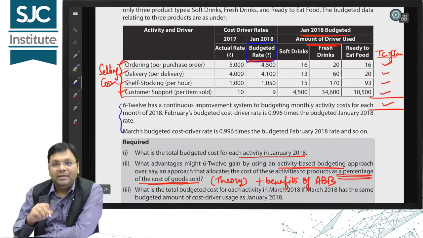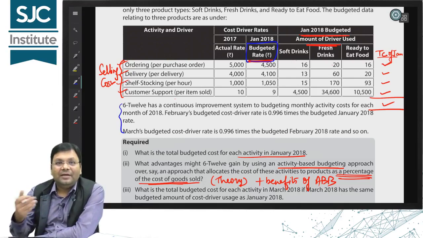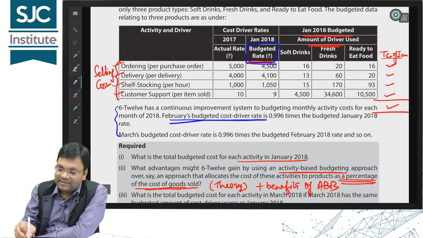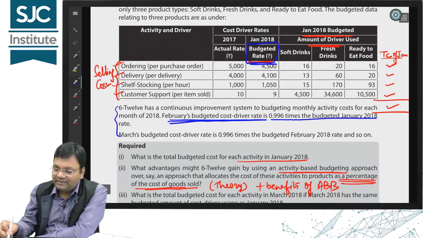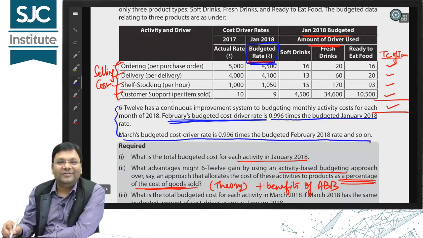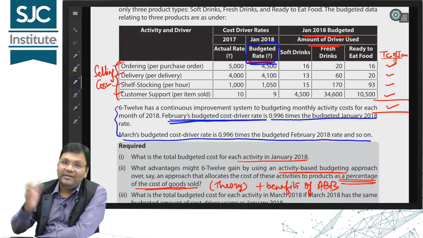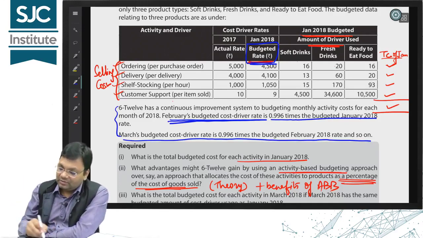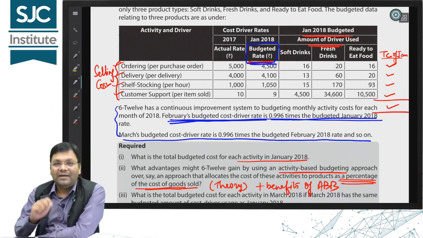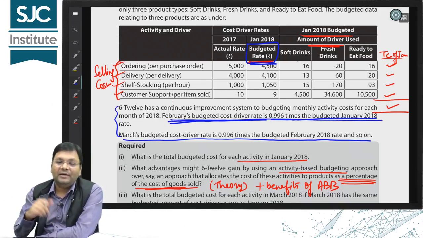In February, they are seeking Kaizen, continuous improvement, by reducing the cost driver rate. How will it be? February's rate is 0.996 times January's rate. March rate will be 0.996 times February rate, and so on. Remember the Kaizen? I've already discussed the concept with you. So February's rate is 0.996 times of January and March rate is 0.996 times of February, and so on.